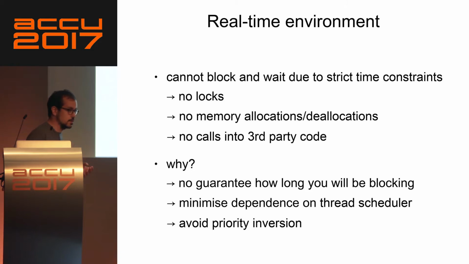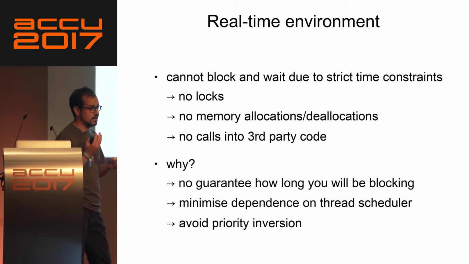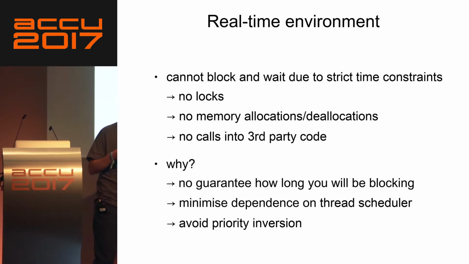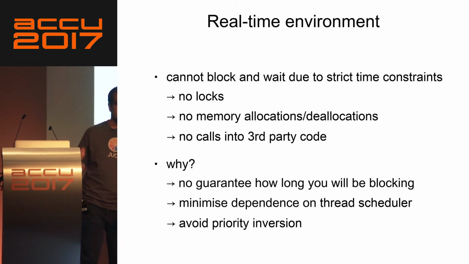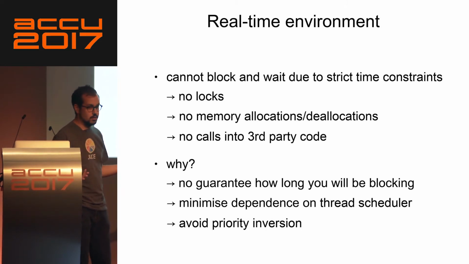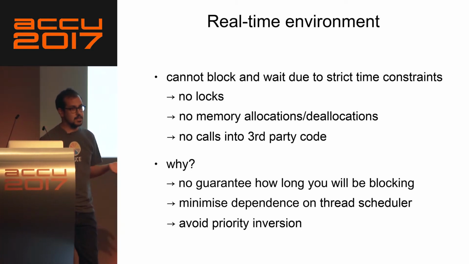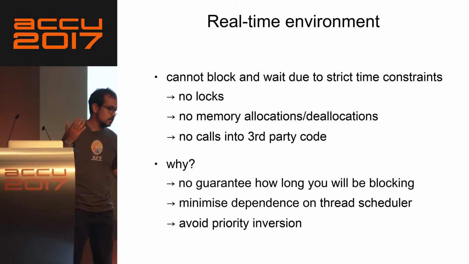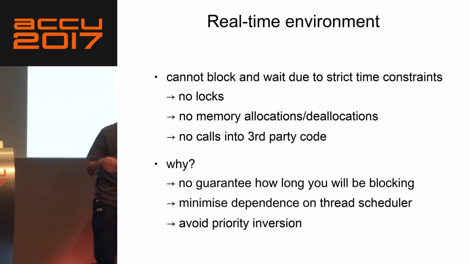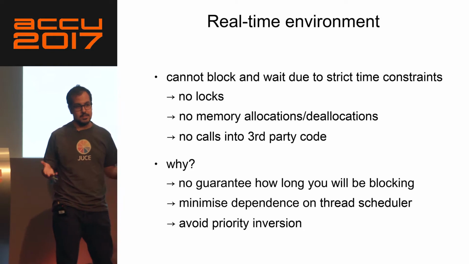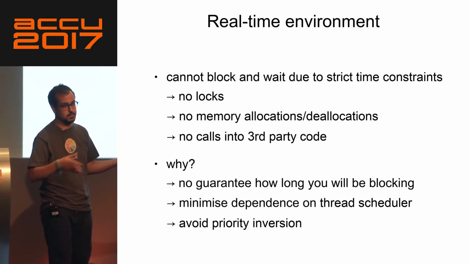So it means in a thread like this, you can't use any locks. You can't do things like allocating or deallocating memory because that's also a blocking operation. And you can't really call into any third-party code either because you don't know if it's lock-free. You don't know how long it's going to take. If you have a third-party API, people don't document things like, well, this function is guaranteed to finish within X milliseconds or whatever. Actually, C++ doesn't even have a way to express that. Some languages do, but C++ is not one of them.